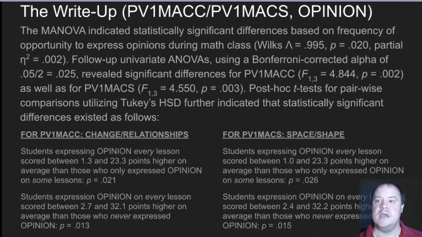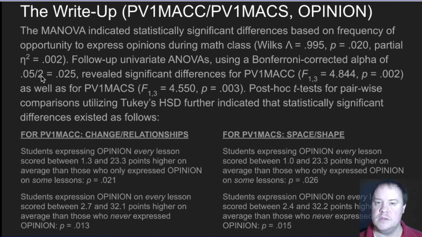The MANOVA indicated statistically significant differences based on frequency of opportunity to express opinions during math class. Wilks lambda 0.995, p-value of 0.02, and partial eta squared of 0.002. Follow-up univariate ANOVAs using a Bonferroni corrected alpha of 0.05 divided by 2.